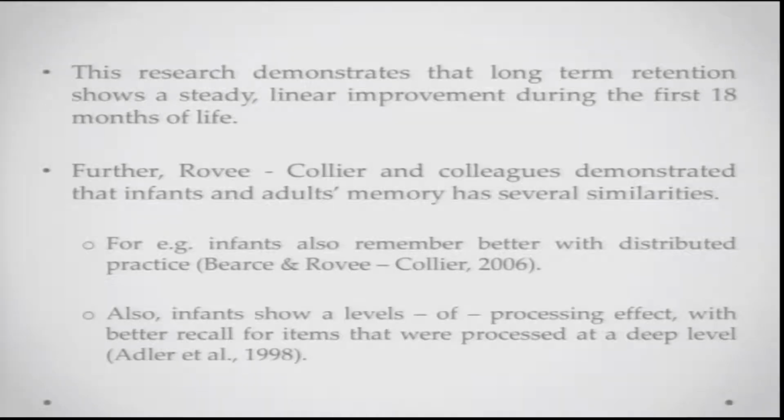So, this says the memory of the child in doing particular things is increasing, and the amount of retention is increasing over time, and it is almost a steady and linear improvement during the first 18 months of life. Further, Rovi Collier and colleagues demonstrated that infants and adults' memories have quite a number of similarities. For example, infants also remembered better with distributed practice.